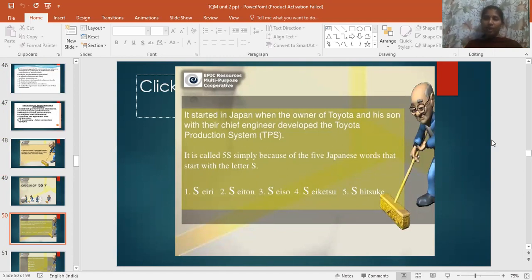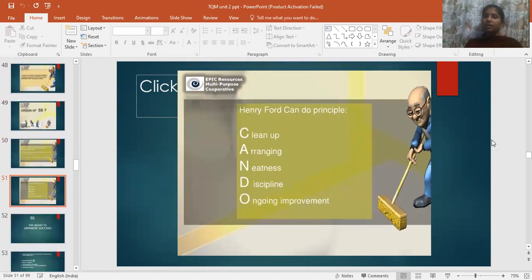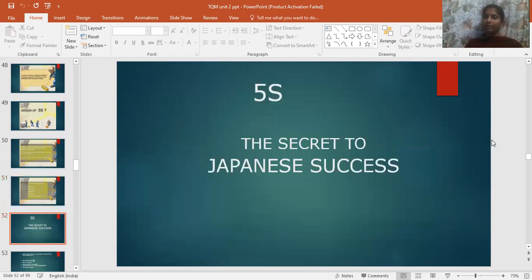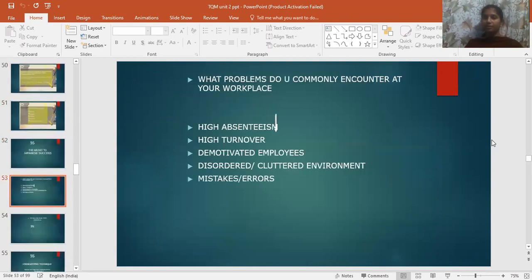The origin of 5S started in Japan, where the owner of Toyota and his son with the chief engineer developed the Toyota production system. It is called 5S, simply the five Japanese words that start with the letter S: Seiri, Seiton, Seiso, Seiketsu, Shitsuke. Henry Ford's principles are clean up, arranging, neatness, discipline, ongoing improvement. So what is the secret of Japanese success? It is 5S.